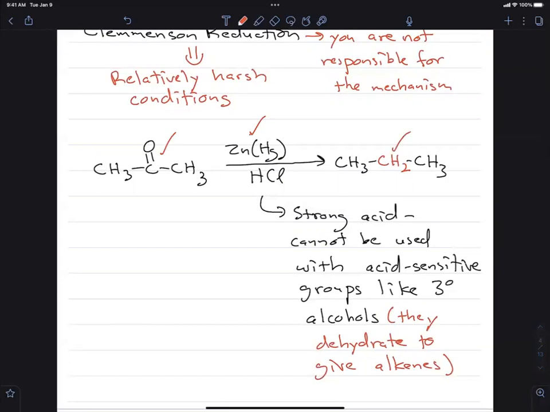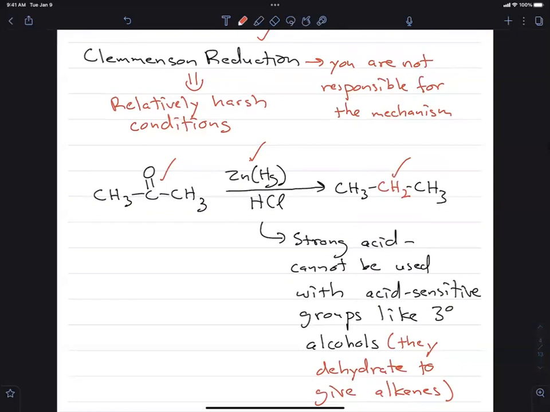The thing to know, though, is these are such harsh conditions that you can't use this reaction with acid-sensitive groups like tertiary alcohols. Remember that tertiary alcohols in the presence of acid will dehydrate to give alkenes. That's from last semester. So although it's important that you hear about this reaction, the Clemmensen reduction, we're not going to spend a lot of time talking about it, but it does take a carbonyl and turn it all the way into a CH2 group.